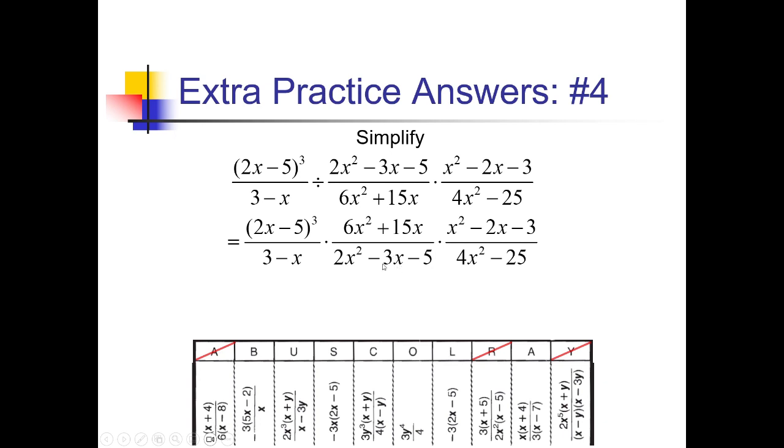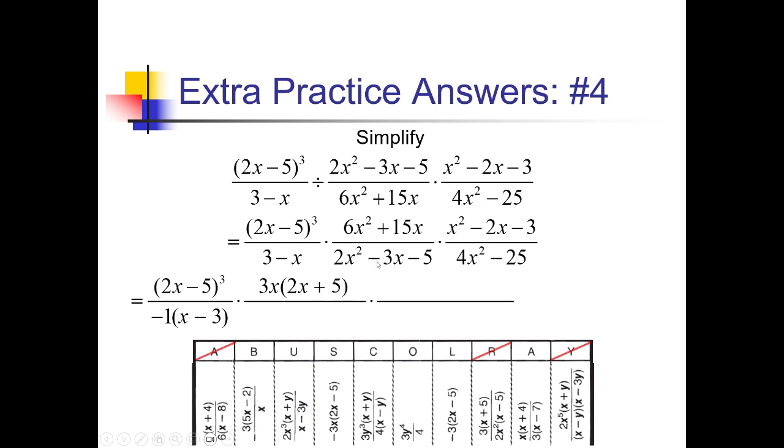So now let's go through and factor what we can. The 2x minus 5 cubed, don't really need to do much with that. However, this 3 minus x, I'm actually going to take a negative 1 out of that so I can write it as x minus 3. And that's going to match up some things hopefully later on. For this 6x squared business, I can take a 3x out of that. That leaves me with a 2x plus 5.